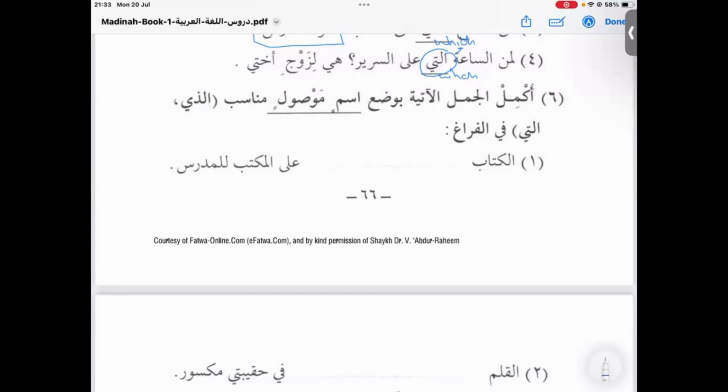Limani sa'atu, to whom belongs the watch? Allati, which is ala sarir, on the bed. Here it is, because here is female, because of sa'a. It is li zawji ukhti. It belongs to the husband of my sister, my brother-in-law.